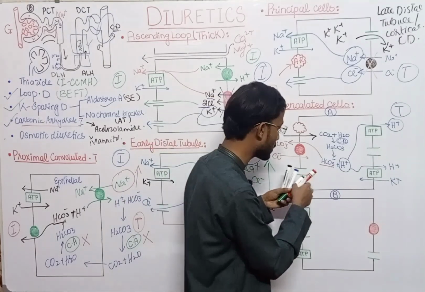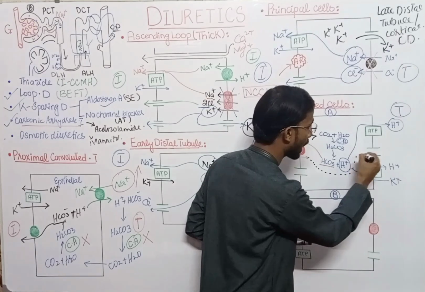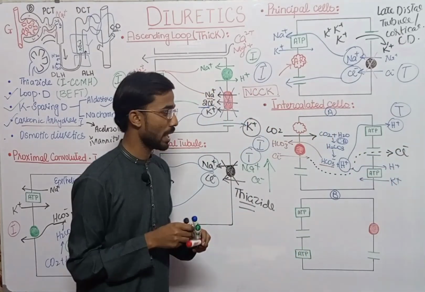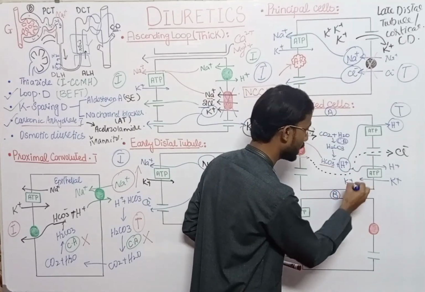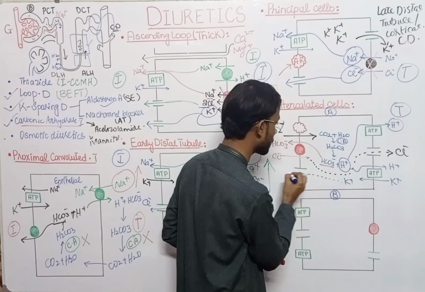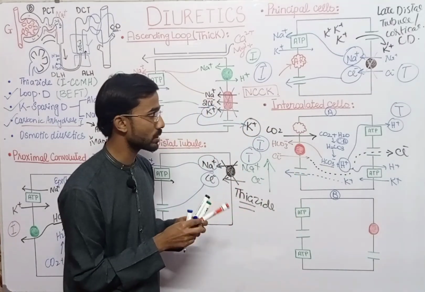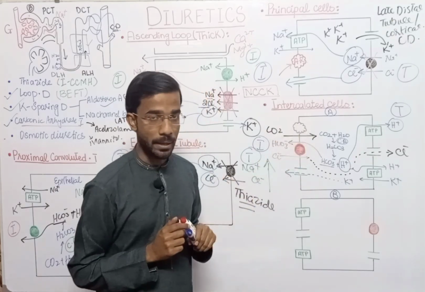Now this chloride which moves inside here will move outside through a different channel. This is the chloride channel, and last, the potassium will move in the interstitial space through the potassium channel. So this is the whole process which happens in the intercalated cell. So this is the type A.